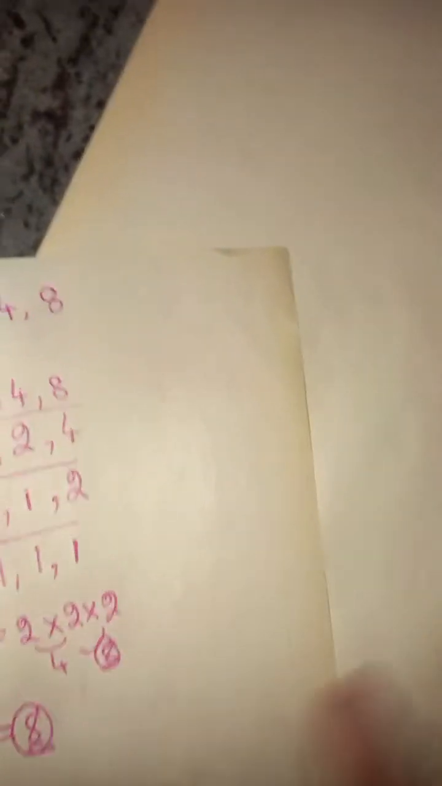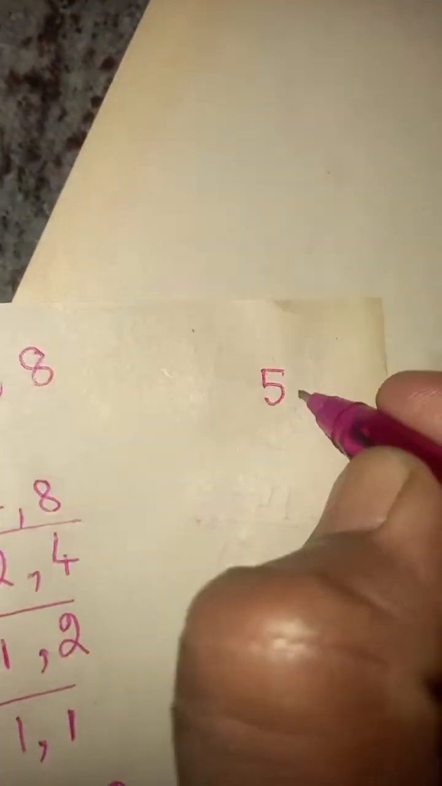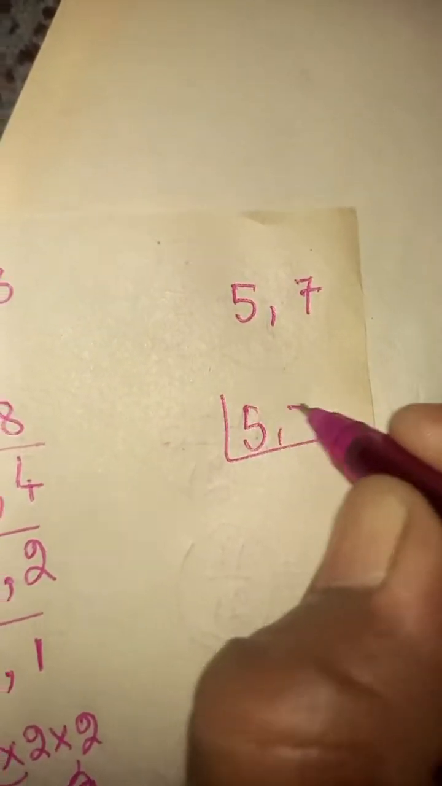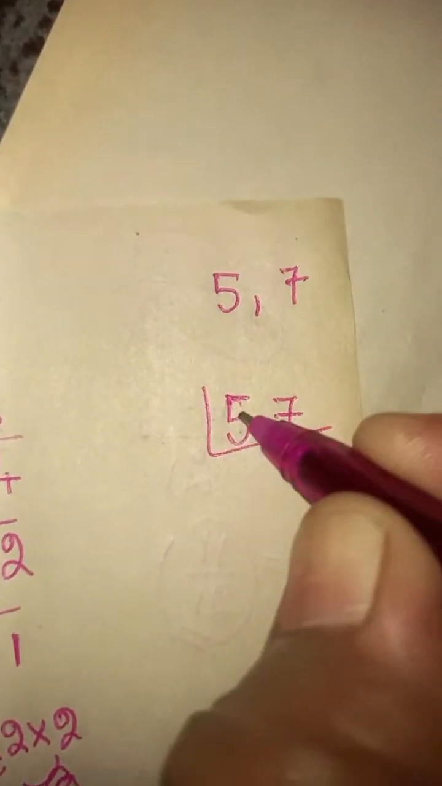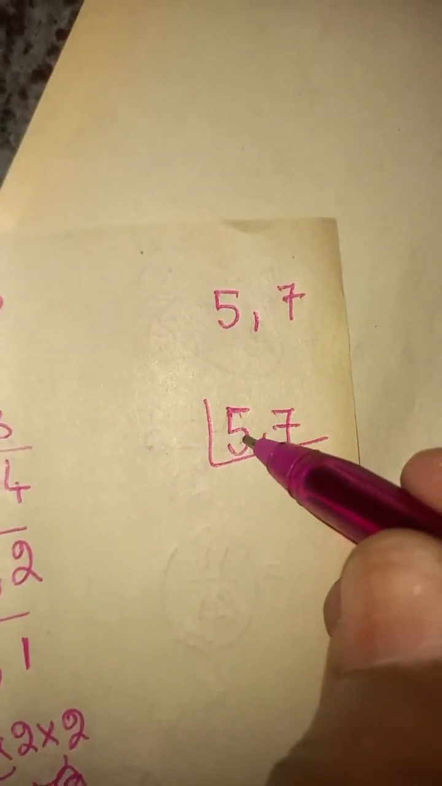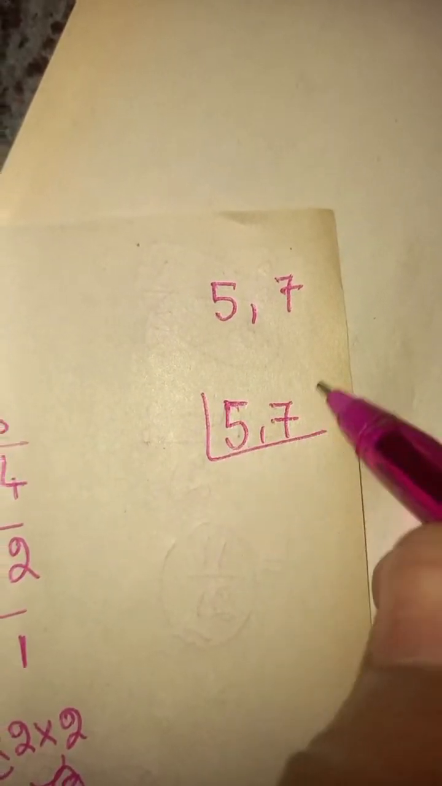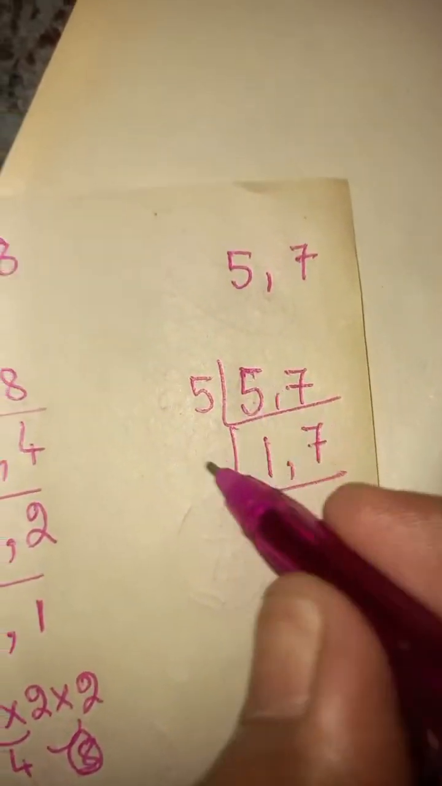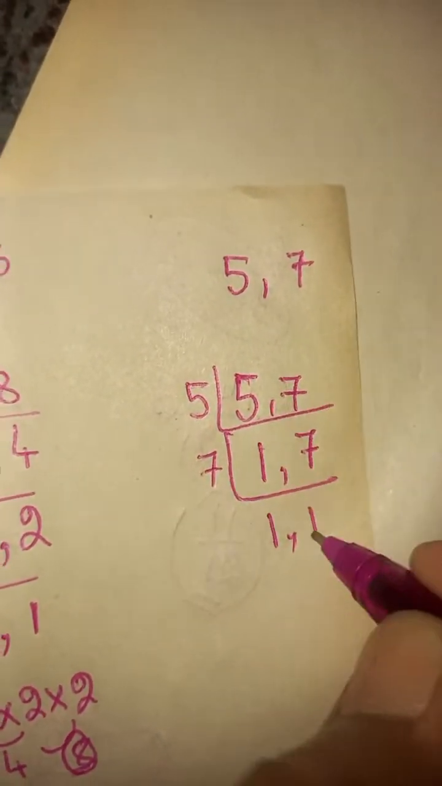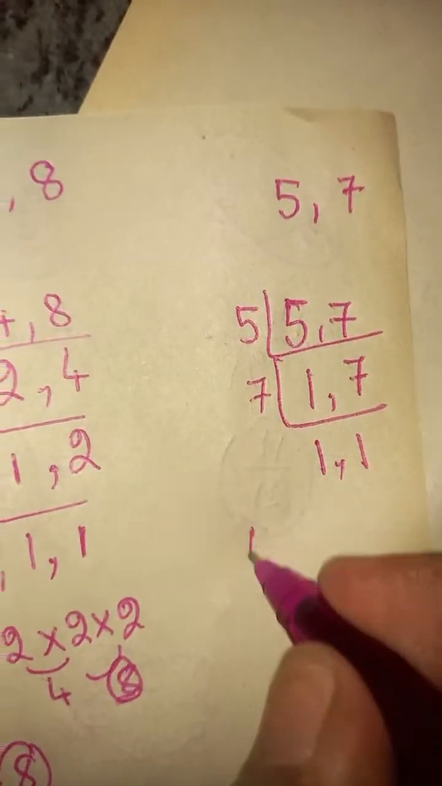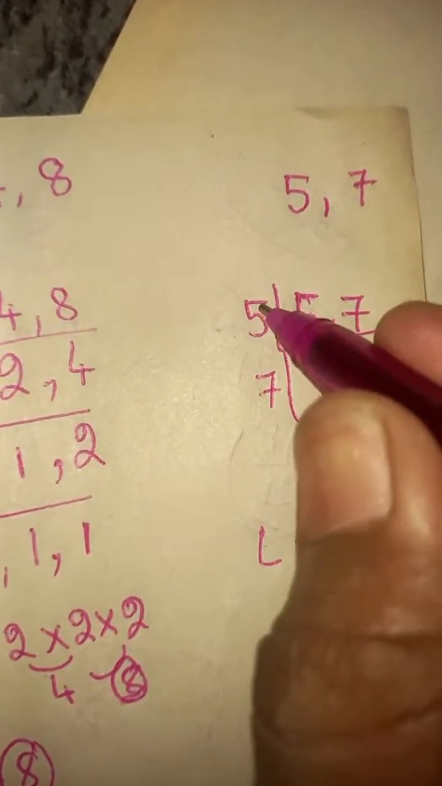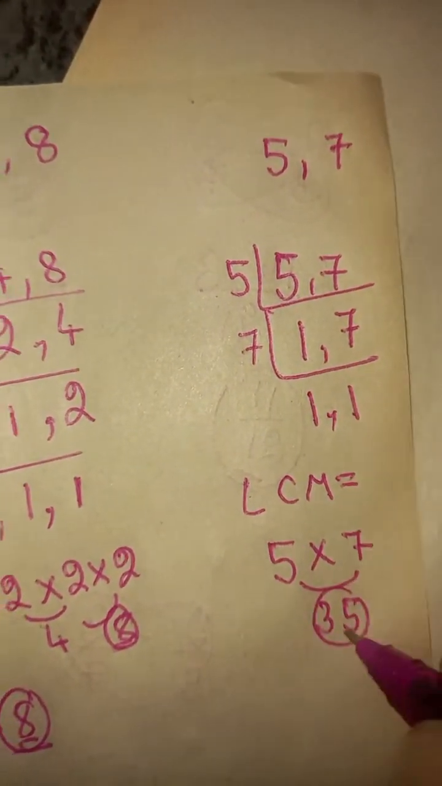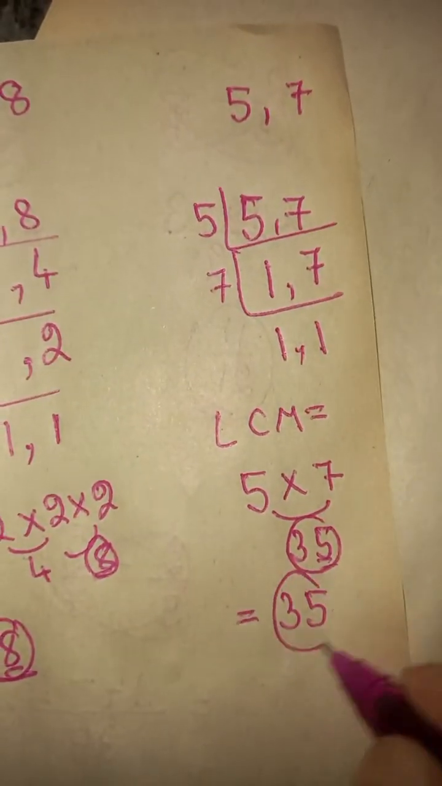Let's take just two numbers, that is 5 and 7. You can take here 5 and 7. Here let's see if anything divides by 2. Nothing. Let's take 3. Nothing divides by 3. Now let's take 5. 5 1 times 5, 7 remains like that. Again 7 1 times is 7. So the LCM is equal to these two numbers multiplied: 5 times 7 is 35. So this is completely equal to 35.